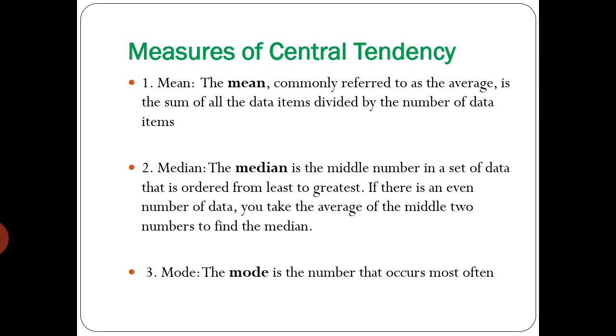Second one, median. The median is the middle number in a set of data that is ordered from least to greatest. If there is an even number of data, you take the average of the middle two numbers to find the median. So you arrange or sort the data from least to greatest, then find the median. If it is odd, you will directly find the median. If it is an even number, take the average of the middle two numbers. Then mode. The mode is the number that occurs most often. So whichever is repeated more times, that is the mode of that data set.